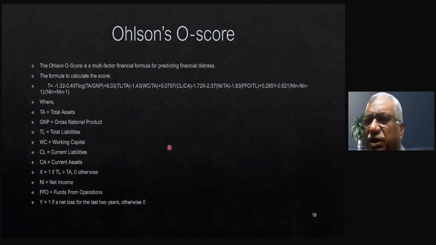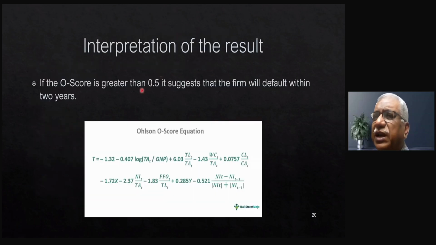Once we have done all this, we go ahead. If your answer is greater than 0.5, then the firm will slowly sink, and of course, if it's less than 0.5, then you're doing well.